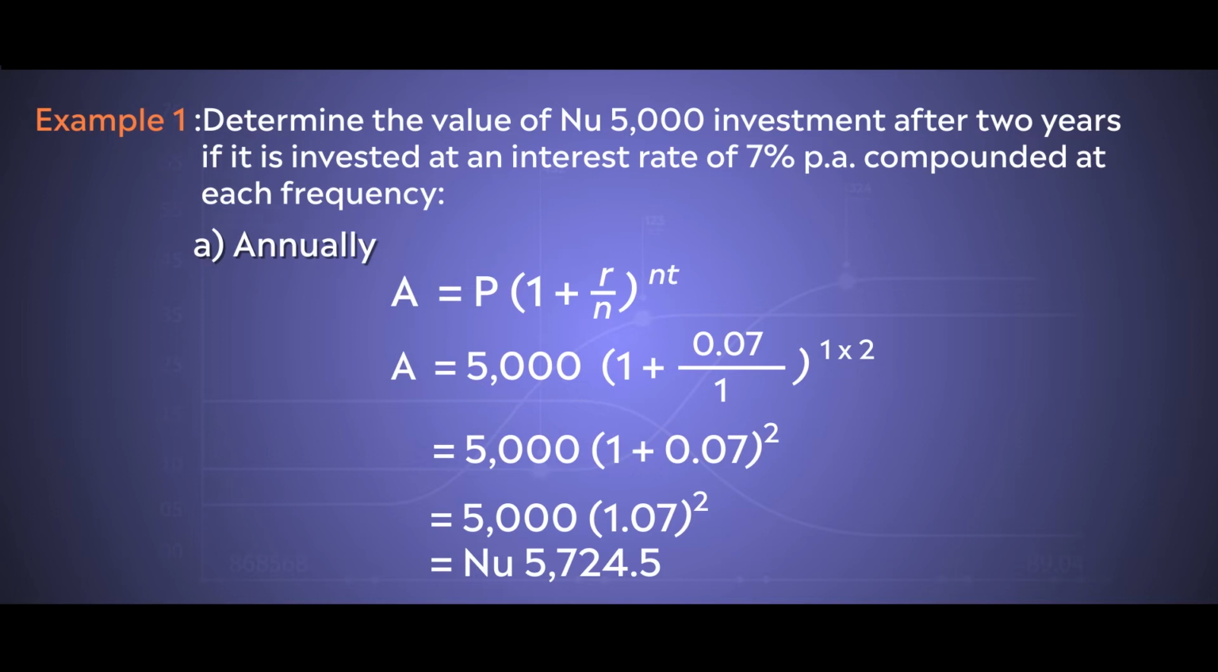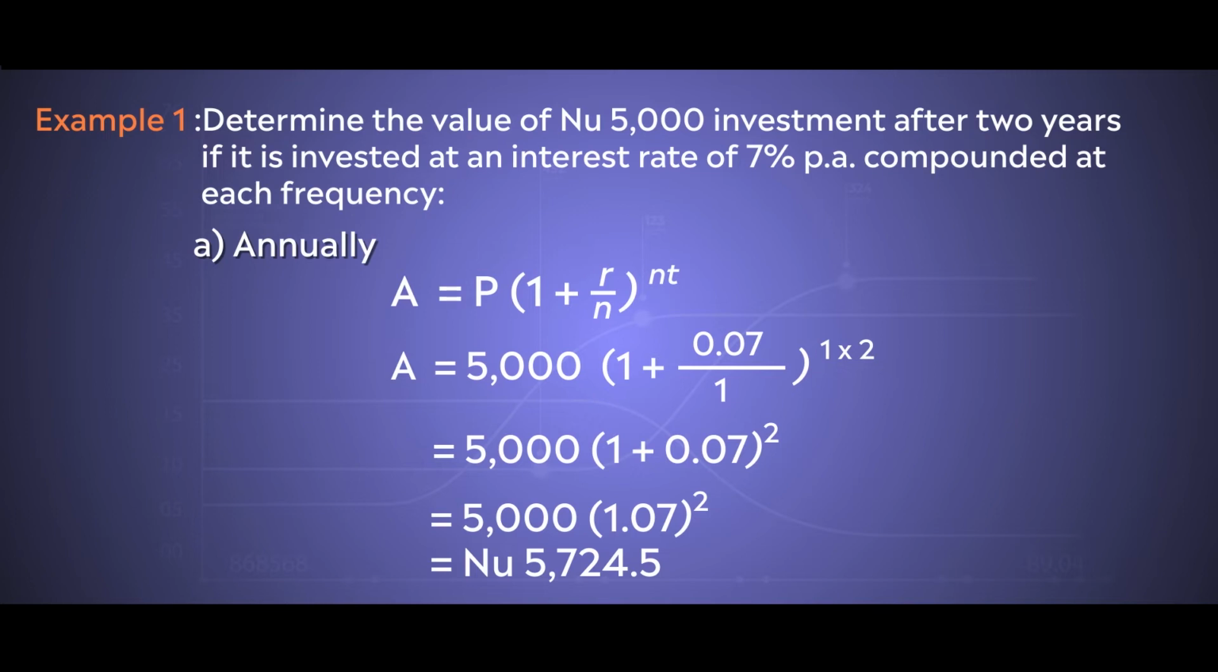On your investment value of 5000, if it is compounded annually, then your total amount after 2 years will be 5724.5. From 5000, it has increased to 5724.5. It has increased by a value of 724.5. So that is how we calculate annually.